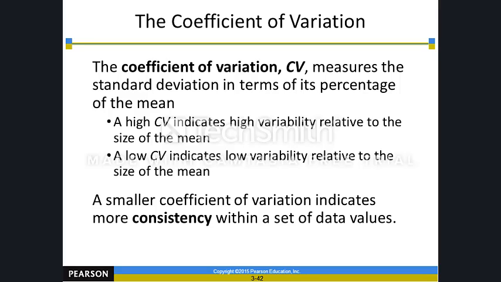So a smaller coefficient of variation indicates more consistency within a set of data values. Think about it. You have your mean, right? And then your standard deviation is basically the spread around the mean. So if your coefficient of variation is small, that means that the spread is closer to the mean. If your coefficient of variation is big, that means it's really spread, it's very far away from the mean.